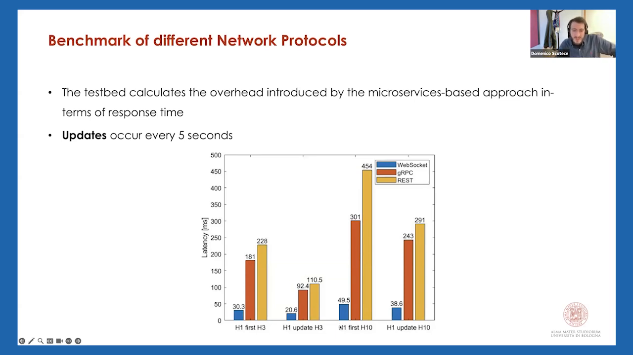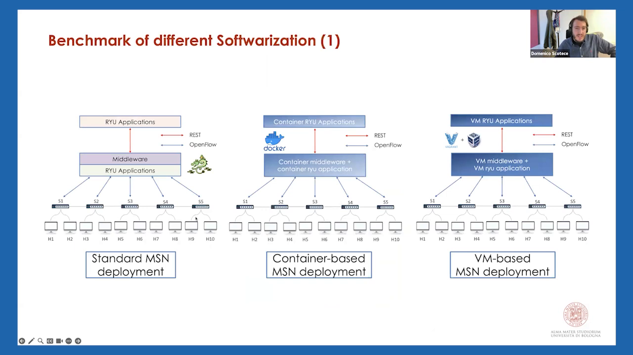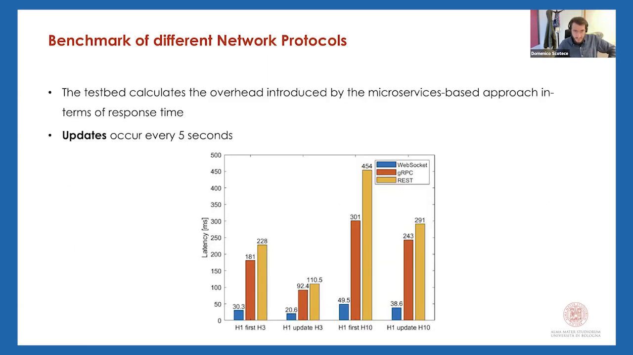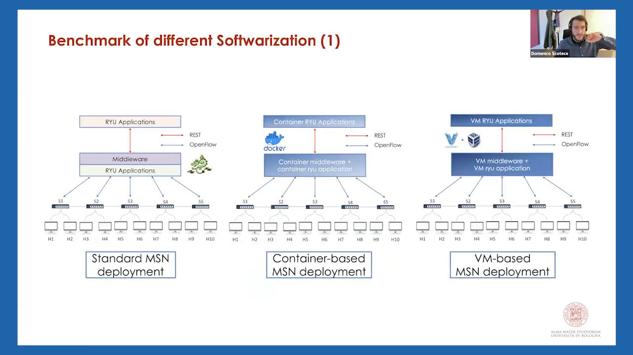As you can see here, the distance between nodes, I mean, if we increase the distance, we increase, of course, the latency. H1 wants to communicate with H10. There is an increase in the latency also for the update, not only for the first messages. Okay, this is a benchmark of the network protocol.